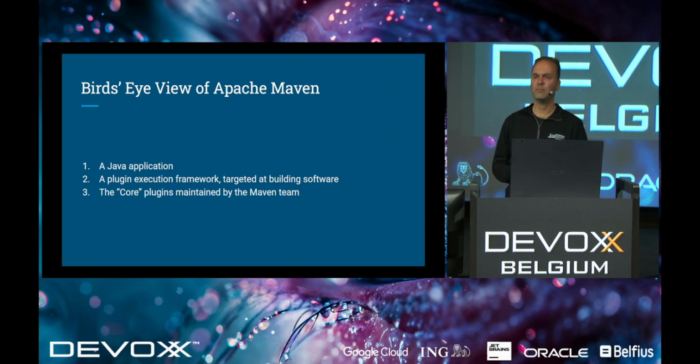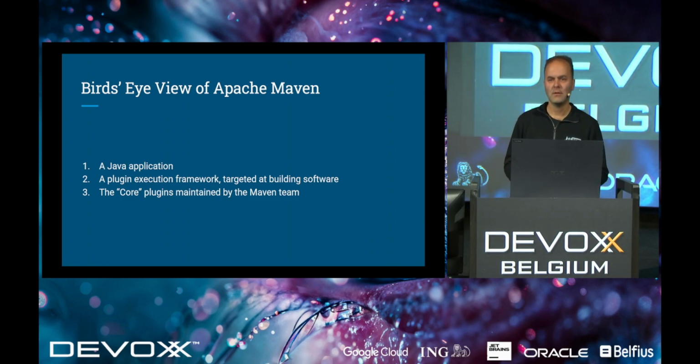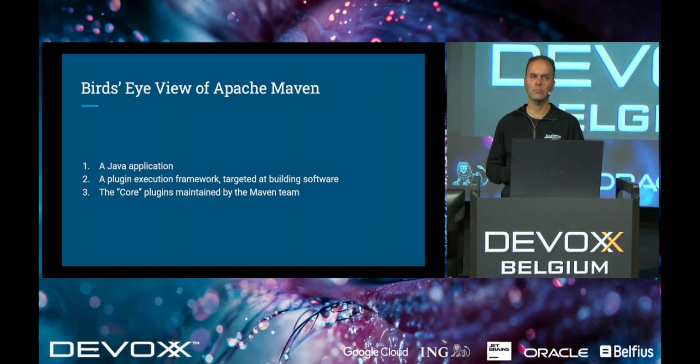And finally, if people say Apache Maven, they often also refer to the core plugins, the plugins that, well, they don't ship with Maven, but they are maintained by the same people that also develop Maven. Technically, you could say the plugins are a different thing. They have a different release cycle, but in common speak, they're often referred to as the same thing.